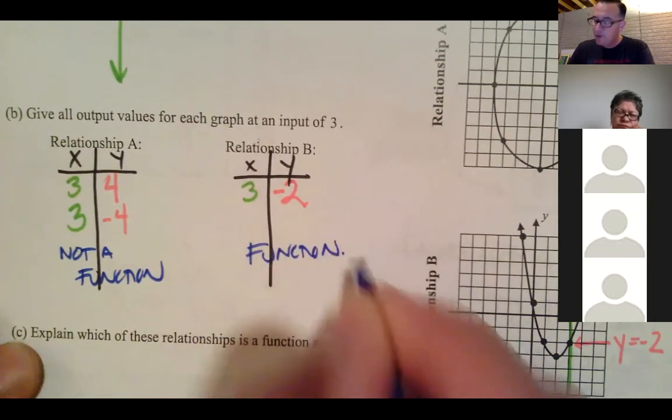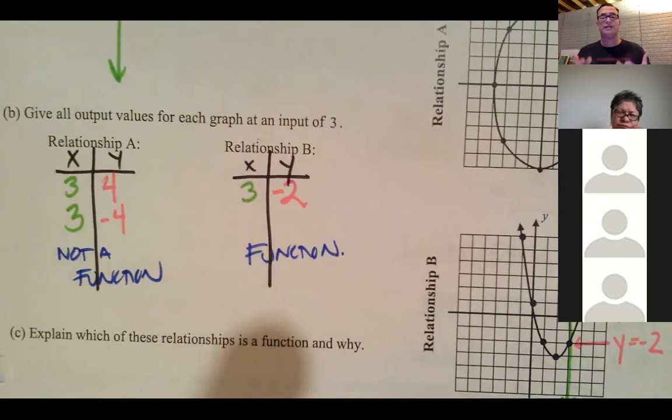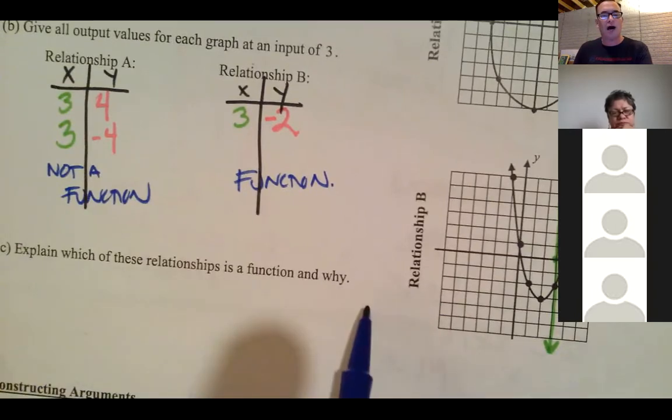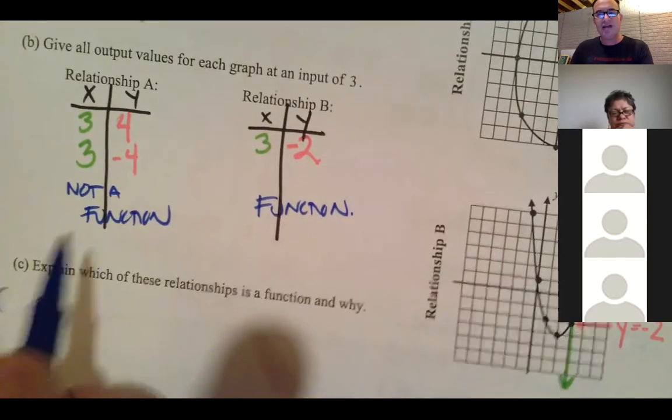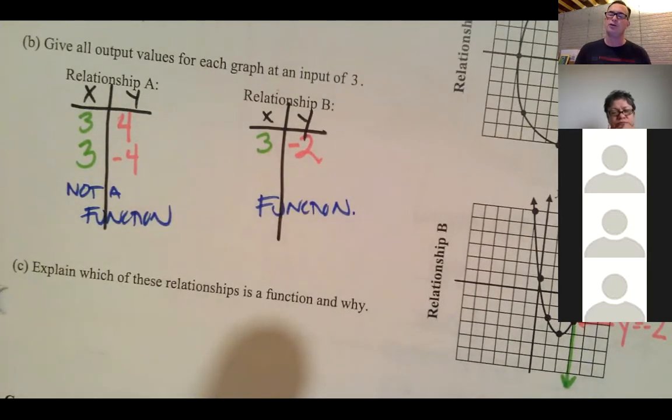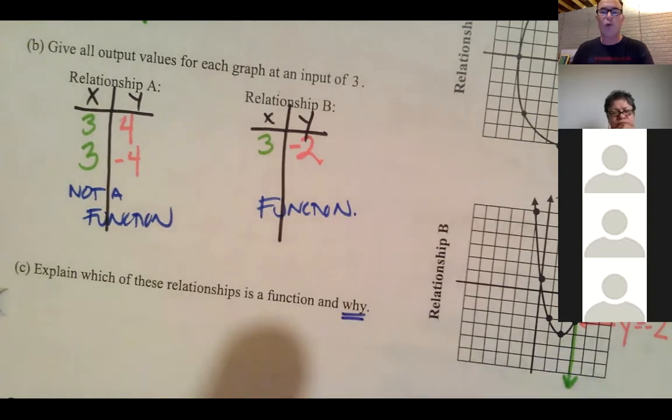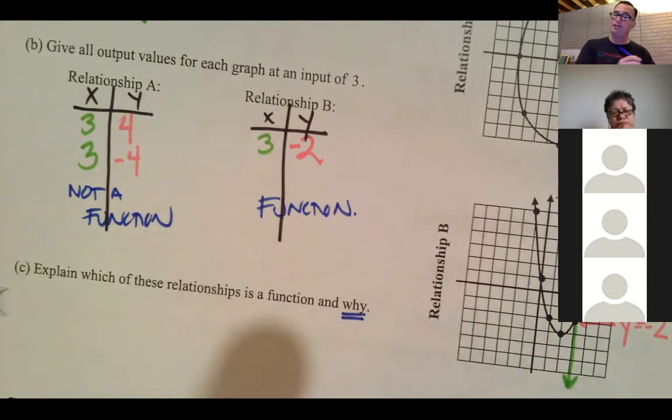Now, what I really like about the way that this book is asking us to describe this is it says here, explain which is a function and why. Now, here's what I want to do for just a second, okay? We know that this is not a function, and this gives me a chance to talk for just a second about how you get to the explanation of why when you're doing some of these things on tests.